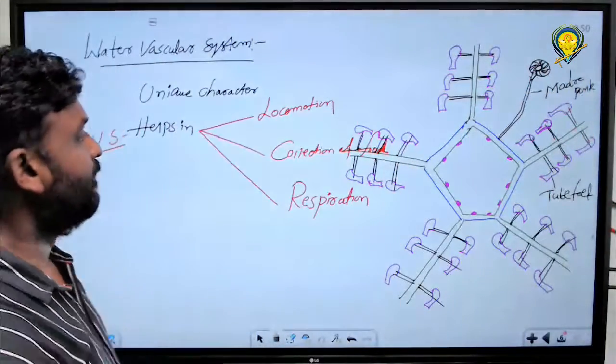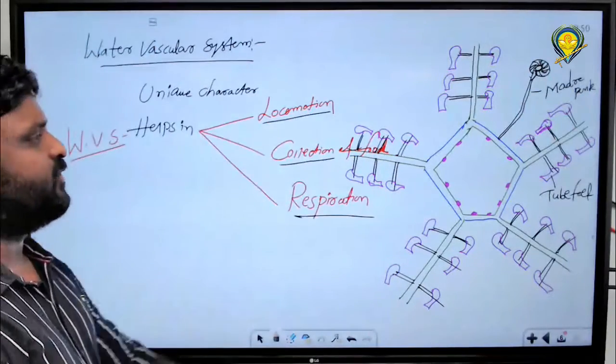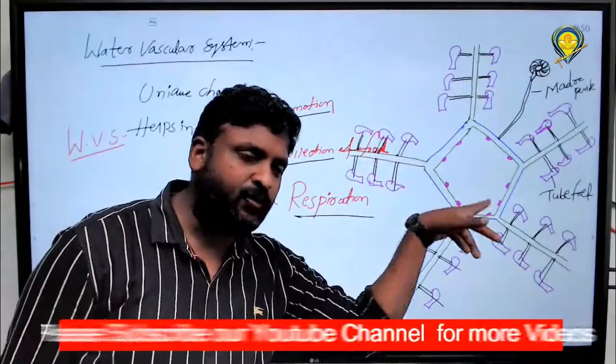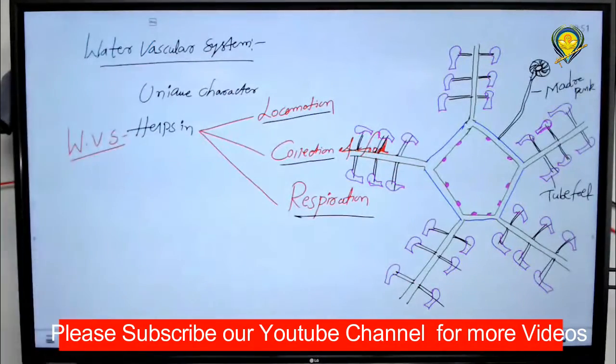This is the structure which helps in its function. Tell me what those are. What is the function of the water vascular system? Locomotion. And next one, collection of food. And next one, respiration. Got it? Right. I will show you how it is.